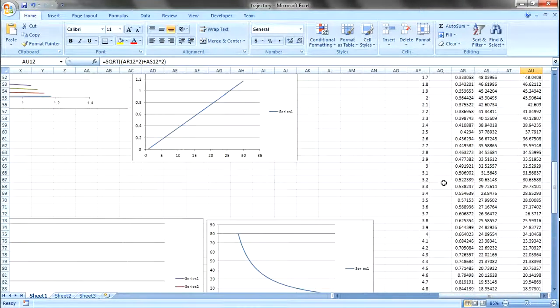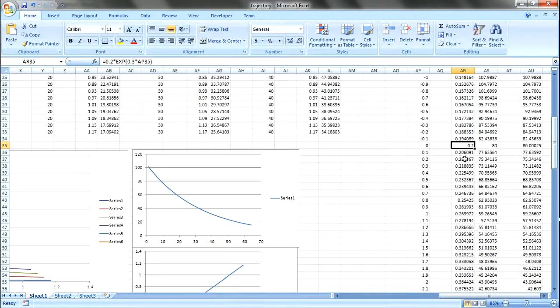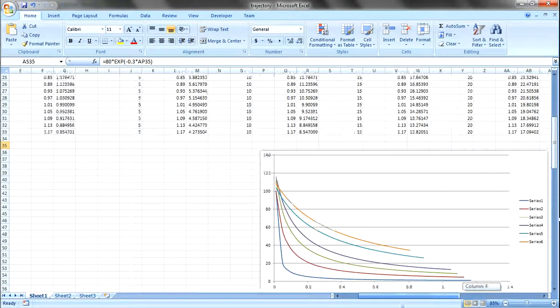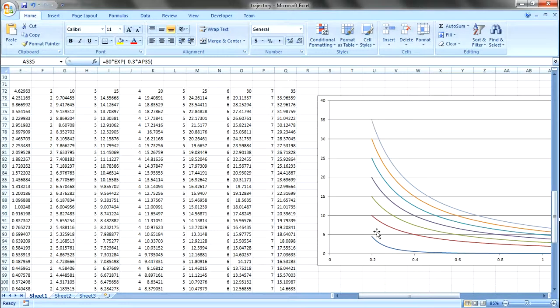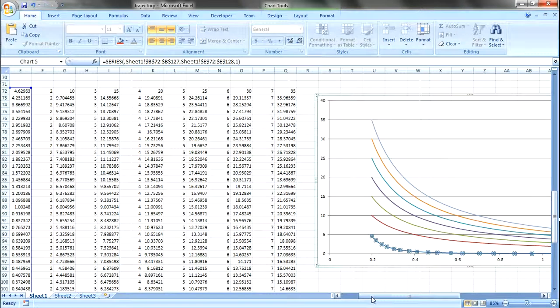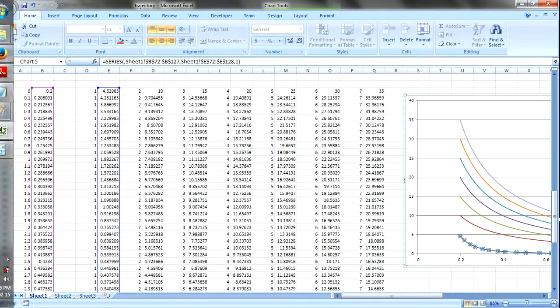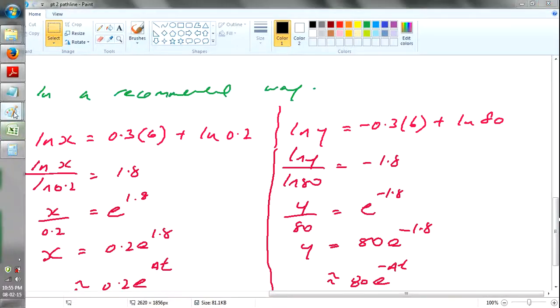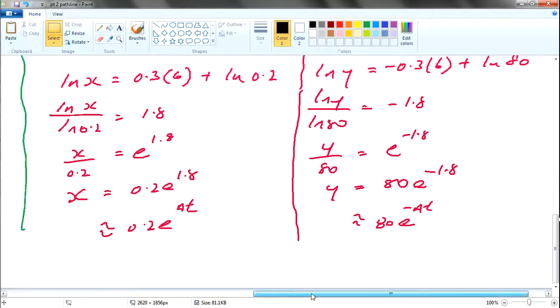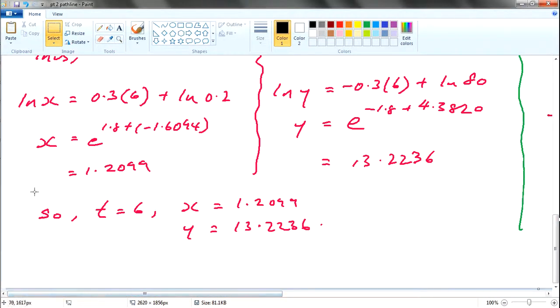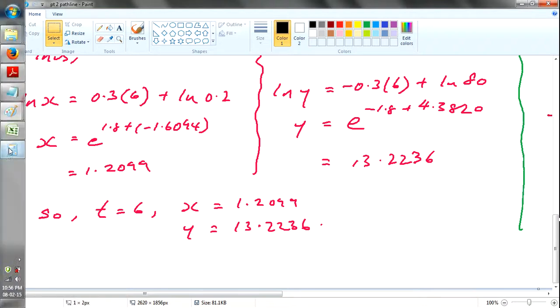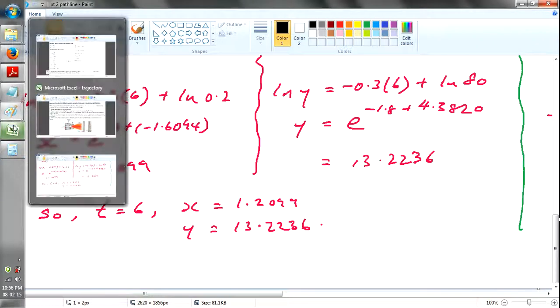So when time is equal to 0, you have 0.2 and 80, right? So this is why this is over here. If you have some streamline constant, let's say it is 1, then you have this portion over here. So with this, we know that we have this equation, and also that we know that t is equal to 6, x is equal to 1.2099, and y is equal to 13.2236. So where is it actually? So let's take a look.